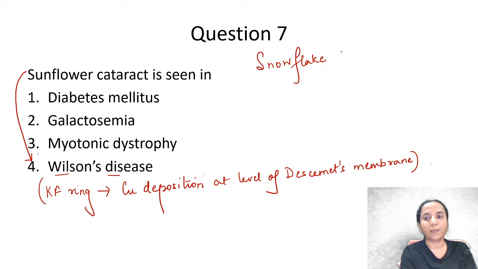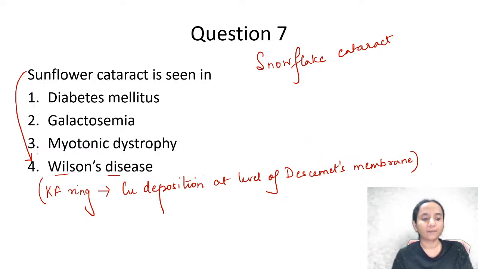Okay. Now, taking the opportunity of this question, tell me, if I give you snowflake cataract, which option will you mark? In which condition do we get to see snowflake cataract? Snowflake cataract is typically described in which of these four options?